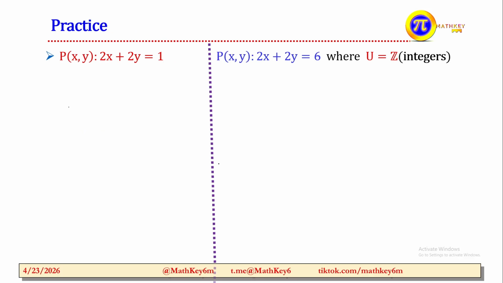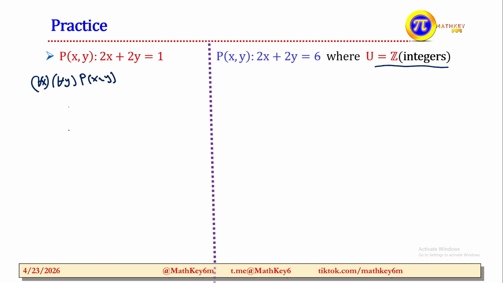Now let us consider this. P(x,y): 2x + 2y = 1, and P(x,y): 2x + 2y = 6, when the universe is the integers in both cases. If we consider the first one, for all x, for all y, the property P(x,y), how can we check this? Is it true or false?